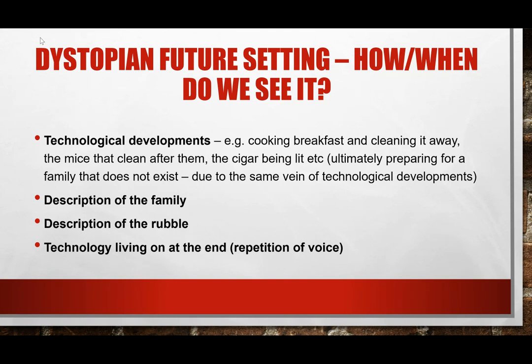The technology living on at the end, there's a repetition of a voice. Even when everything has gone to pieces, there's still an alarm that goes off and there's still something that reads. So just this kind of eeriness that technology will outlive us, and that's in the last sentence of the text. So those are the ways that I see dystopian future settings existing. The technological developments, and then as a sub aspect of that, the fact that they exist without humans, the description of the family, the description of the rubble, and the technology living on at the end.